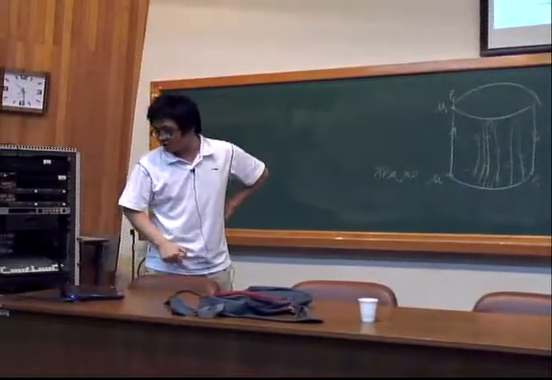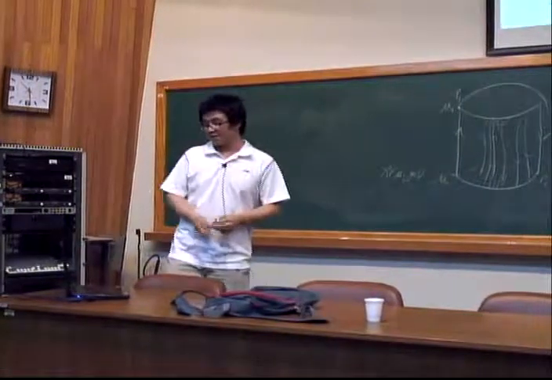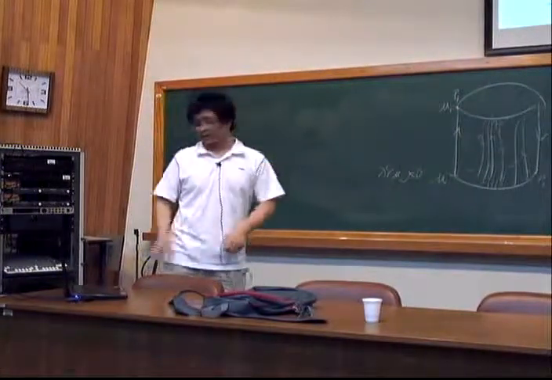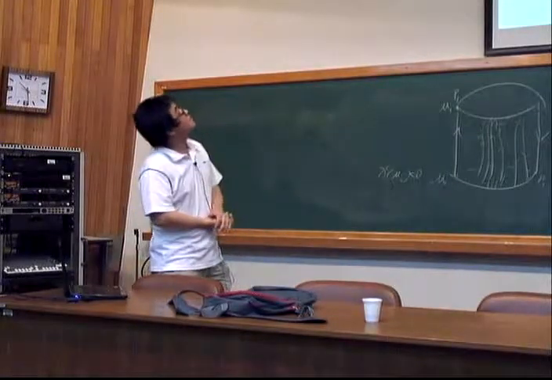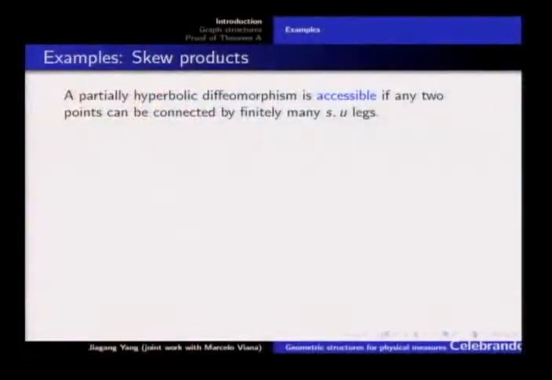Anyway, we need to assume it's accessible. So I need to give a definition. What is accessible? A partially hyperbolic diffeomorphism is accessible if any 2 points can be connected by finitely many SU legs. And this is a C1 open and Cr dense phenomenon.